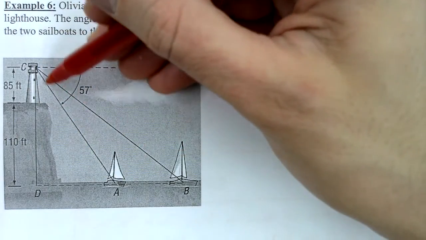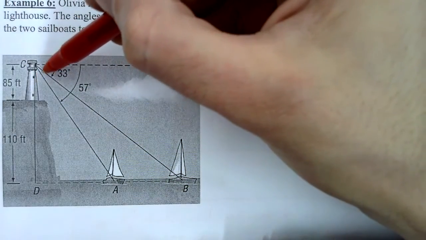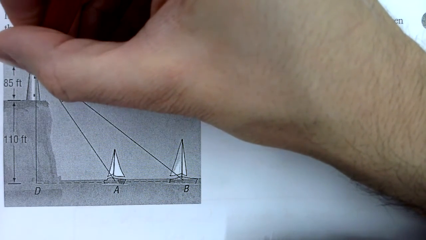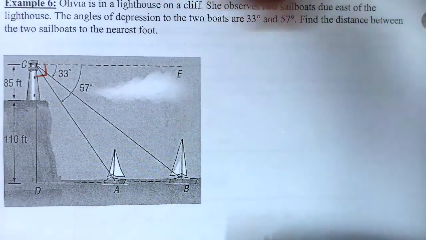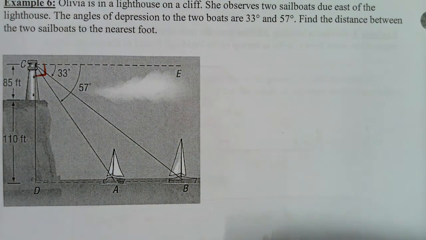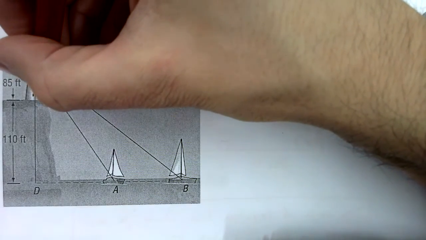So let's focus on this triangle right here. Now, these three angles up here, this is a right angle right here. If from here to here is 57, that means if I do 90 minus 57, it gives me this angle right here is 33.